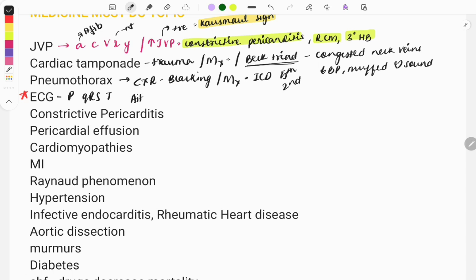Like in atrial fibrillation, there is absent P wave. And if there is MI, then there will be ST elevation. Like this can be seen. So you need to know all these findings seen in the ECG.